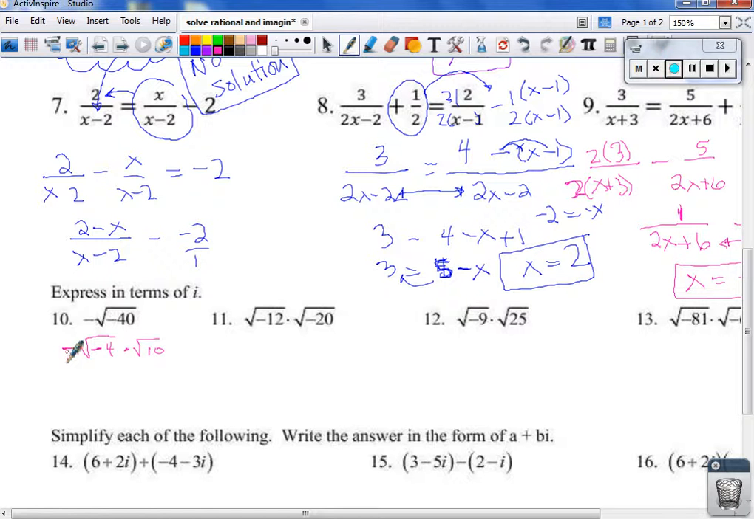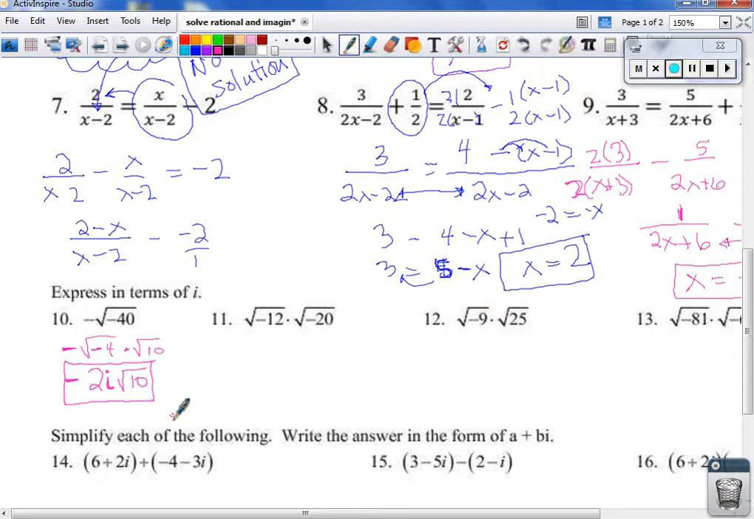Okay, so the negative stays on the outside because it's on the outside. Negative 4 square roots to 2i. Okay, the i from the negative, the square root of 4 is 2. And the 10 stays underneath the radical because it's not a perfect square. And that is your term, negative root of negative 40 in terms of i. So our answer has an i in it.